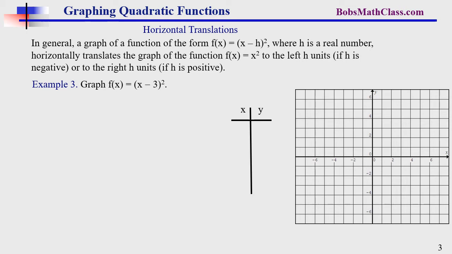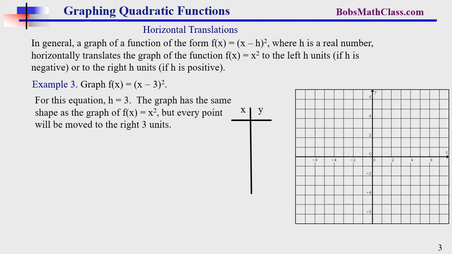Now, as far as our domain and range, our domain is still everything, right? All real numbers. Our range, well, the smallest we could get is 0. So it's from 0 to infinity. And it's 0 when x is equal to 3. So what I like to tell students is whenever you see parentheses, pick the value that'll make it 0 inside the parentheses. So that would be a positive 3. Okay.